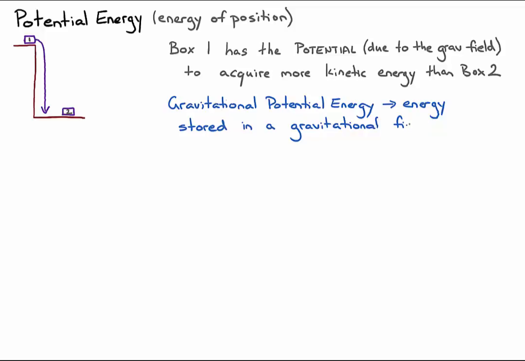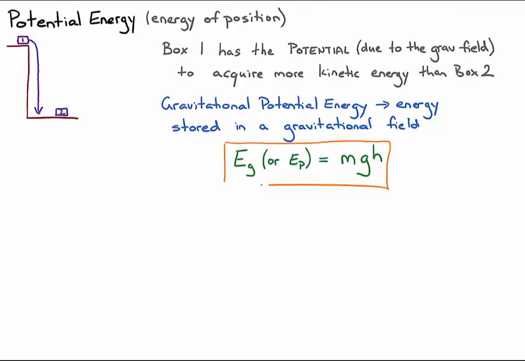So what variables does gravitational potential energy depend on? Well, here's our equation for gravitational potential energy, and note that we can write it either as Eg, or often it's just referred to as EP if that's the only potential energy term that we're looking at. You can see here that the potential energy due to gravity is equal to mgh.